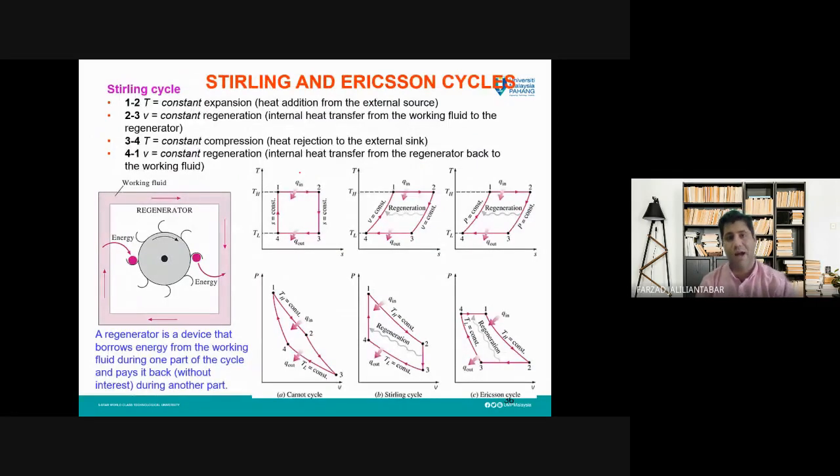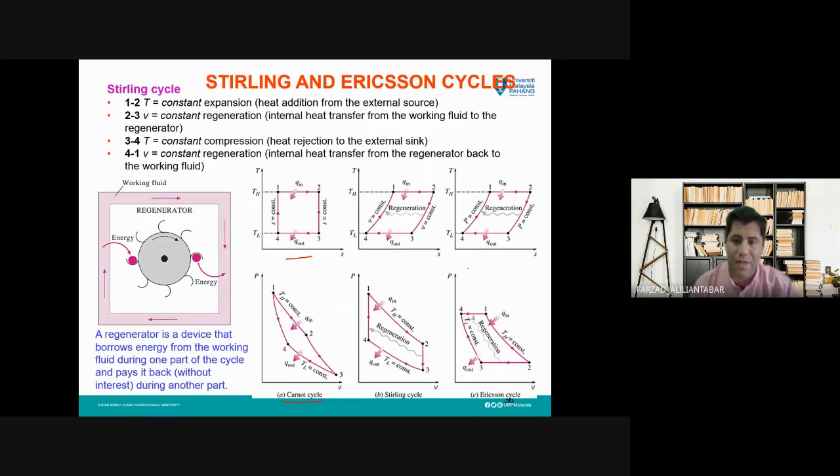So they are engine type or cycle type more similar to the Carnot cycle. How are these processes? You can see here the TS diagram for the Carnot cycle, and the PV diagram here for the Carnot cycle. The TS and PV diagrams for the Stirling and for the Ericsson cycle are also shown here.